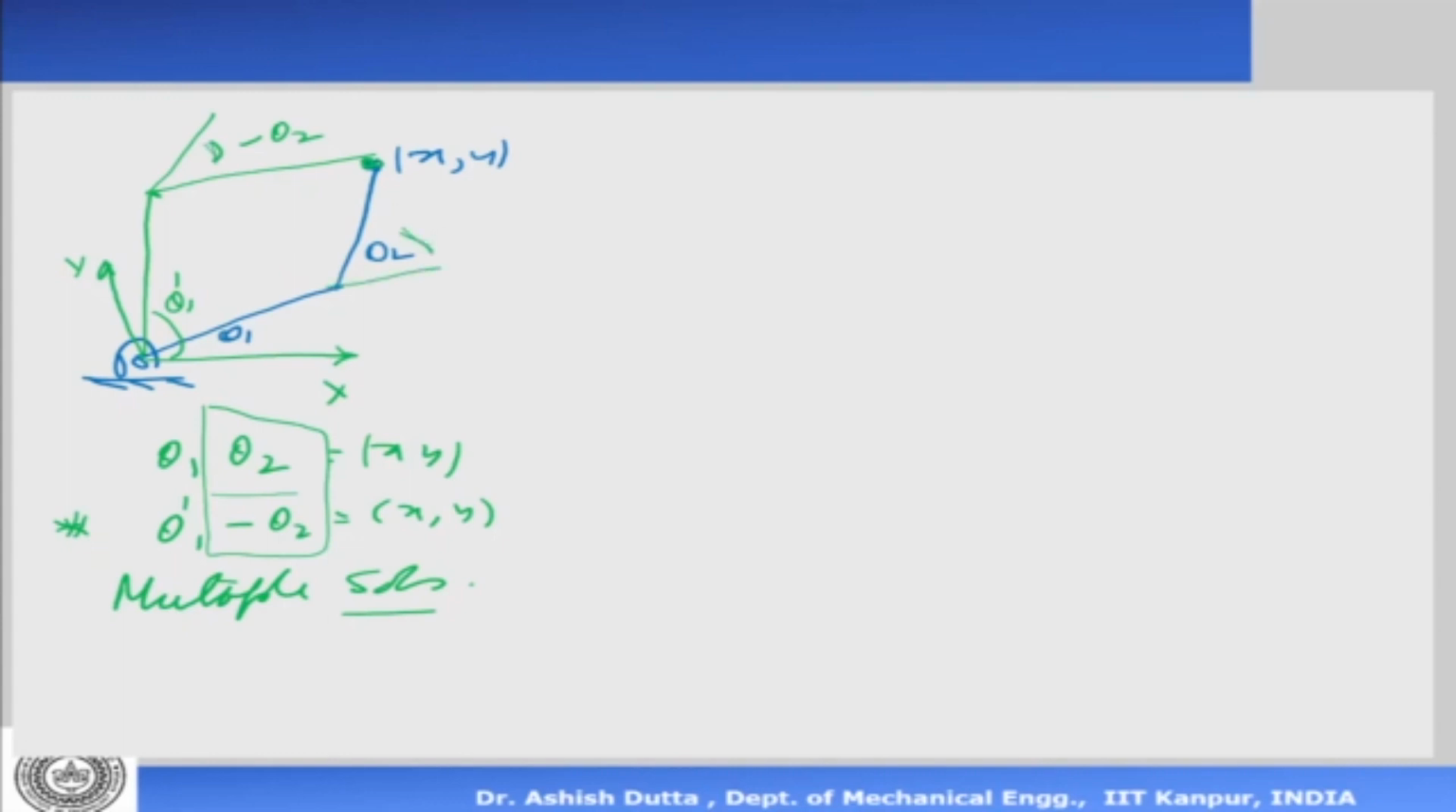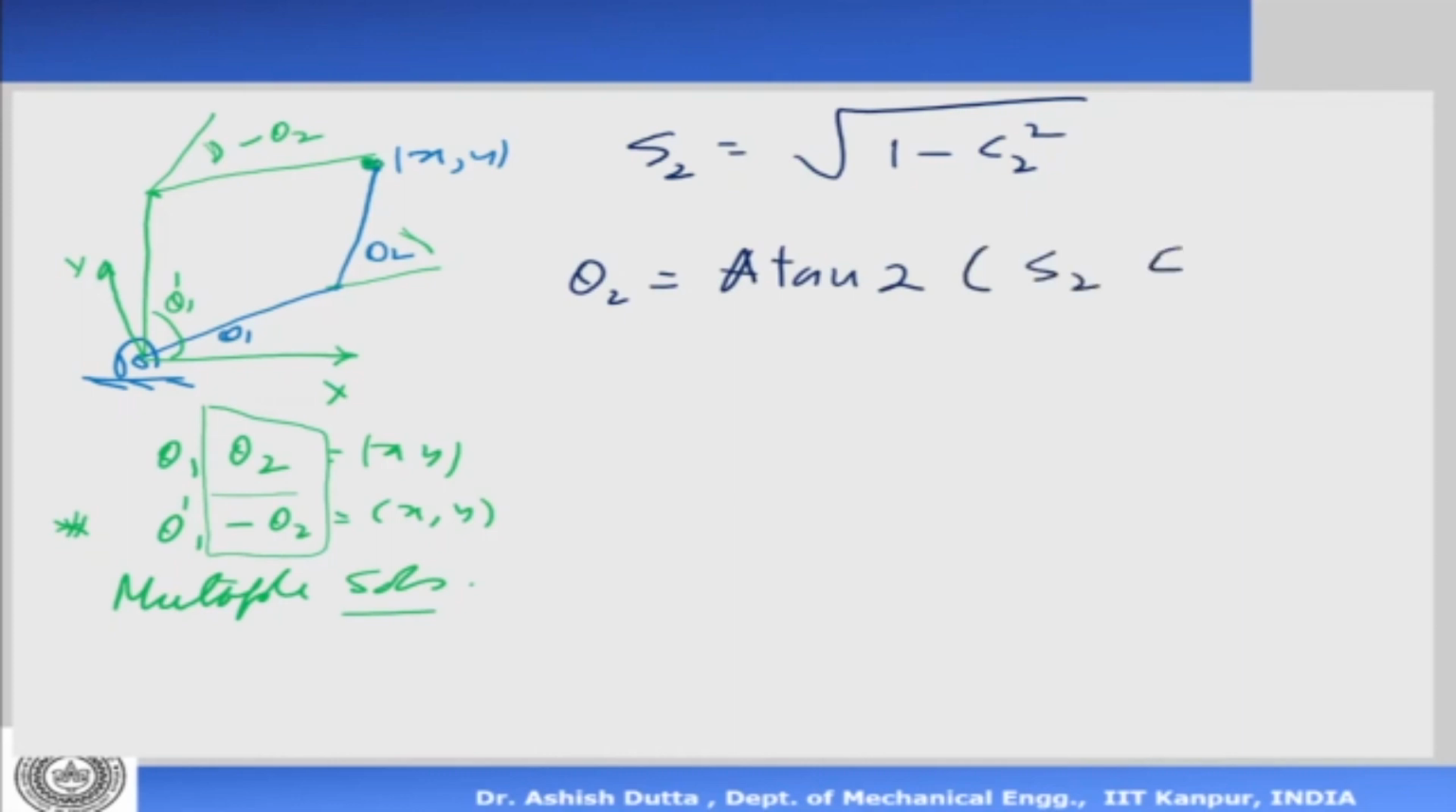They're completely different angles. So what we do is we don't take a minus there, but we convert this function to sin θ2. So sin θ2 is equal to root over 1 minus cos θ2 squared. Then we take θ2 as atan2, a special function, taking S2 and C2. This function basically takes the positive sin θ2 and the positive cos θ2, and then it finds one solution.